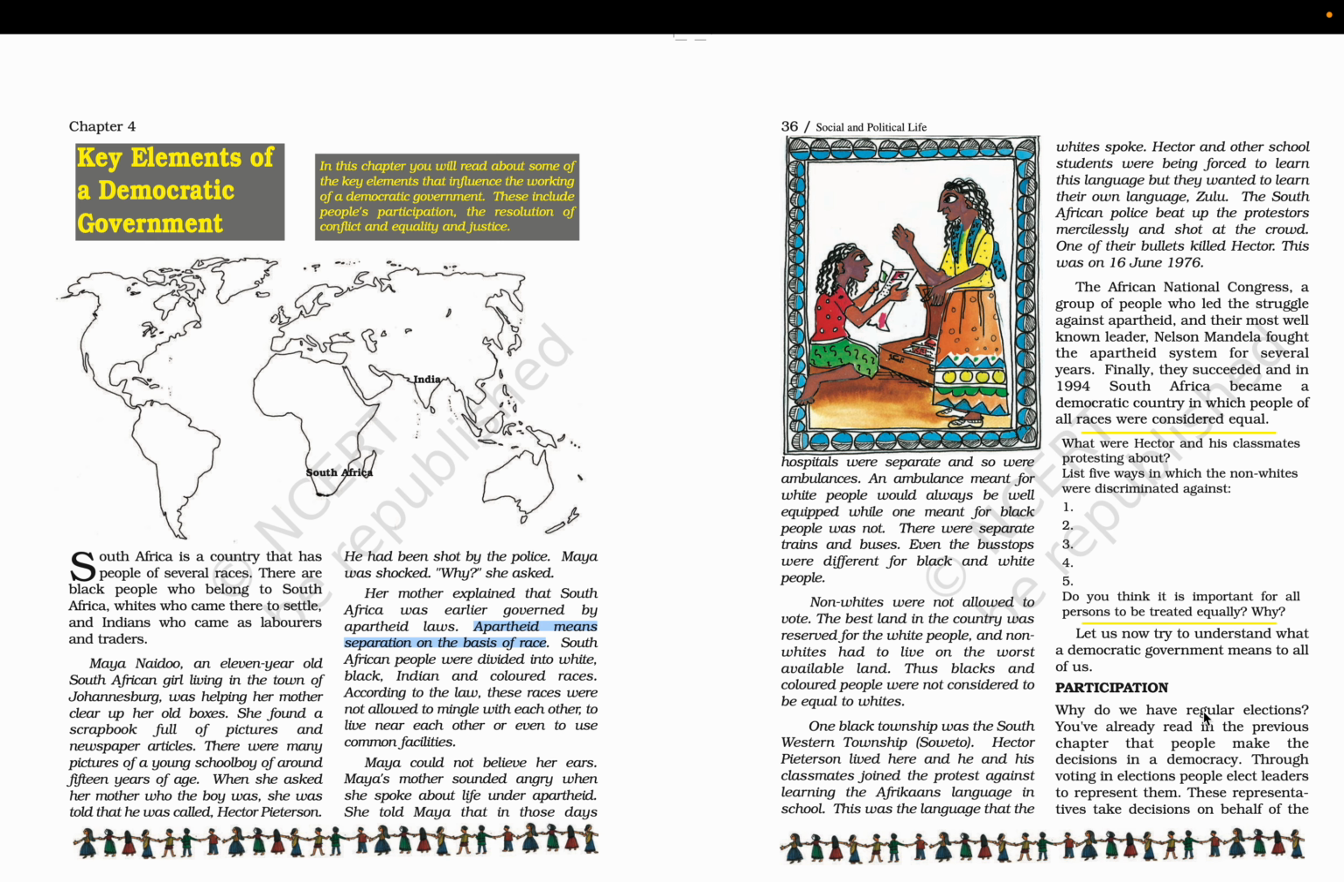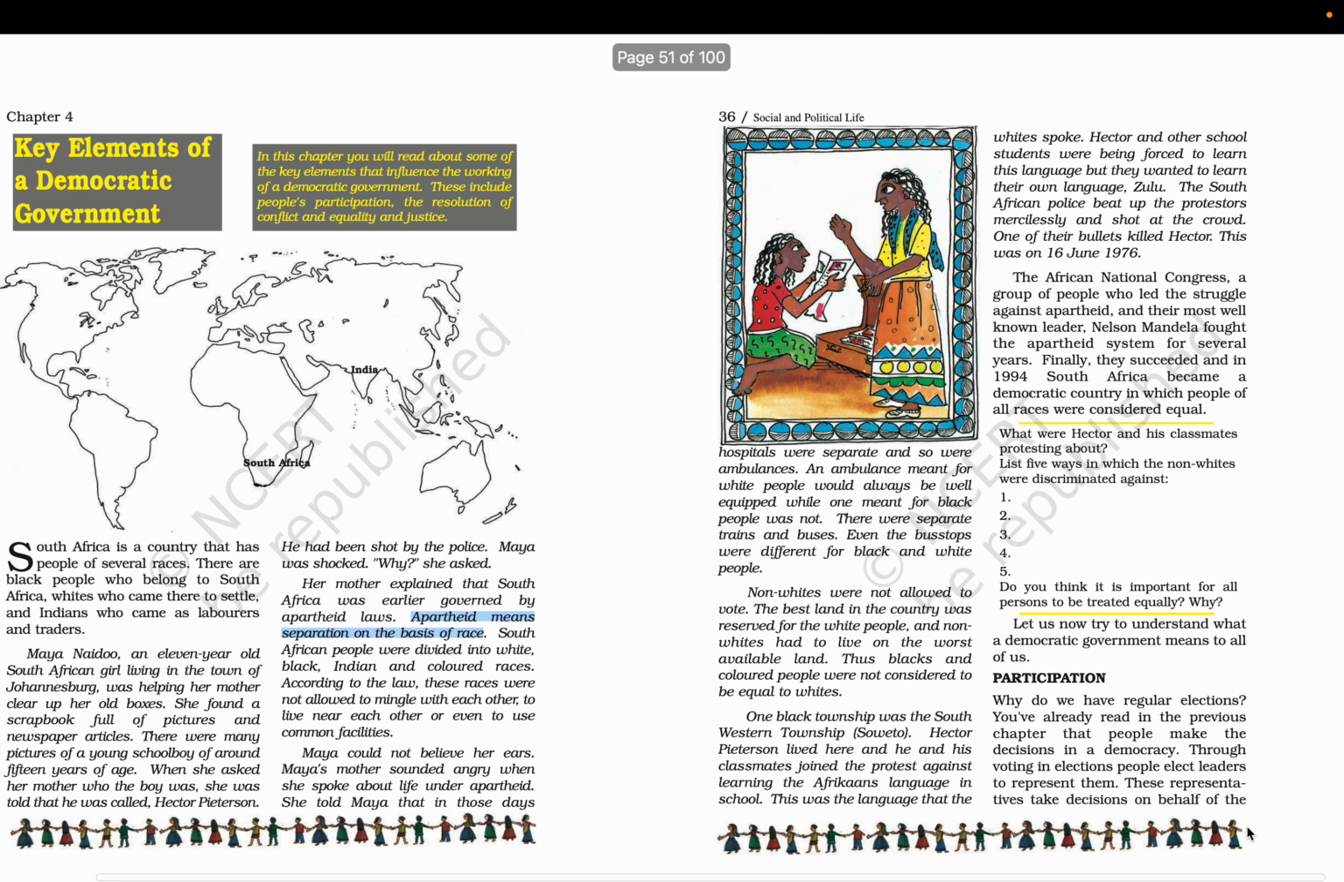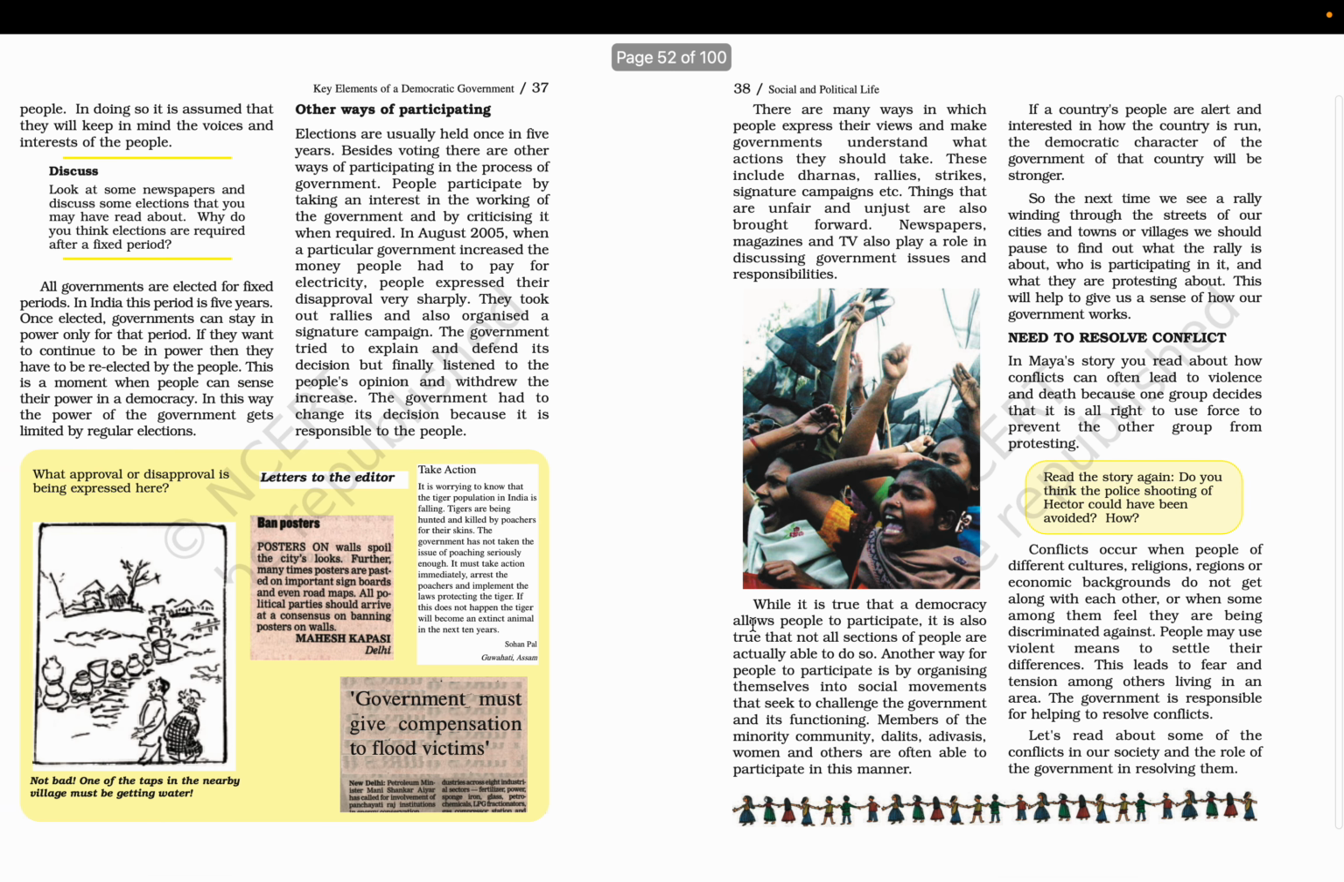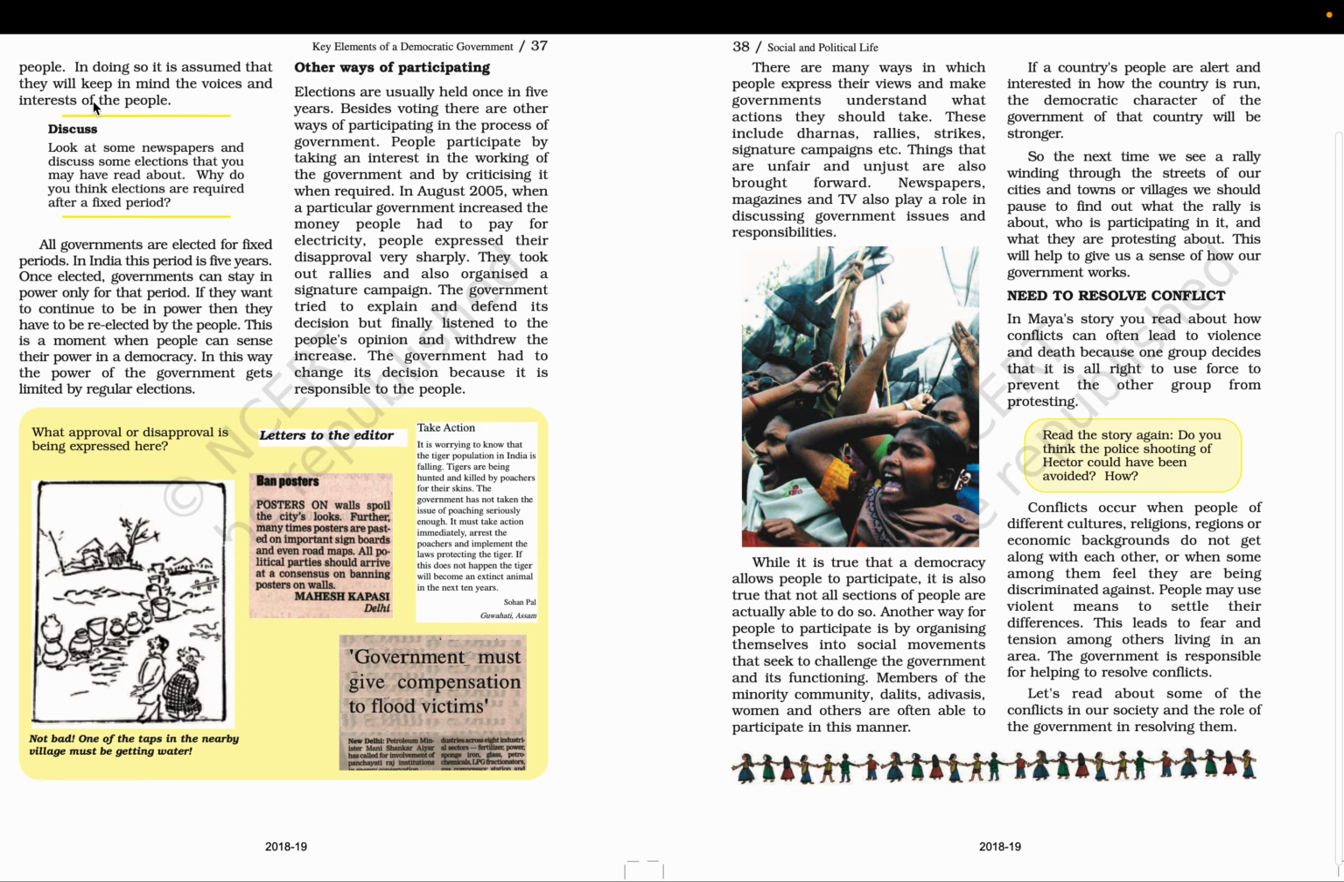Participation. Why do we have regular elections? You've already read in the previous chapter that people make the decisions in a democracy. Through voting in elections, people elect leaders to represent them. They express their choices, and the freedom to make their own choices, whether through selection of leaders, is what makes a participative democracy, which is one of the key elements of a democratic government. These representatives take decisions on behalf of the people, and in doing so it is assumed that they will keep in mind the voices and interests of the people.